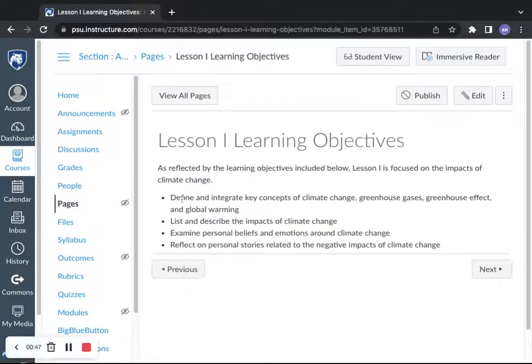You can see here that the specific learning objectives for this lesson are to define and integrate key concepts of climate change, greenhouse gases, greenhouse effect, and global warming. So some of that knowledge acquisition, to list and describe the impacts of climate change, to examine personal beliefs and emotions around climate change, and to reflect on personal stories related to the negative impacts of climate change.